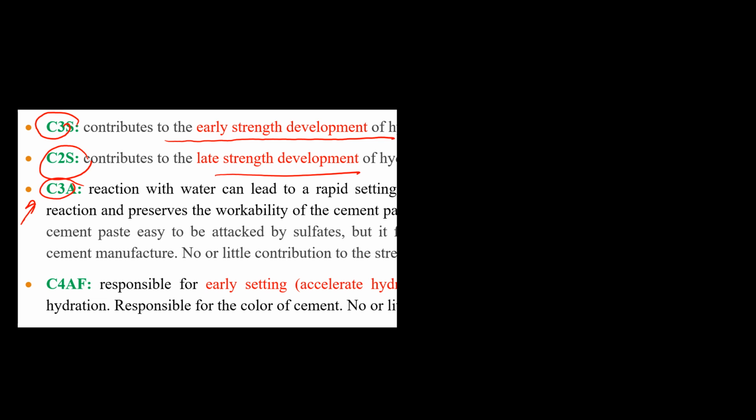And C4AF is responsible for early setting, accelerating hydration. However, if you look at what I showed you in the previous table, these two, percentage wise, are very little in a cement. Even though this one is contributing to early strength gain, as we have a very small percentage, it's not contributing to any strength. Actually, it is gaining a very little strength after the reaction. Are we good? Any question?